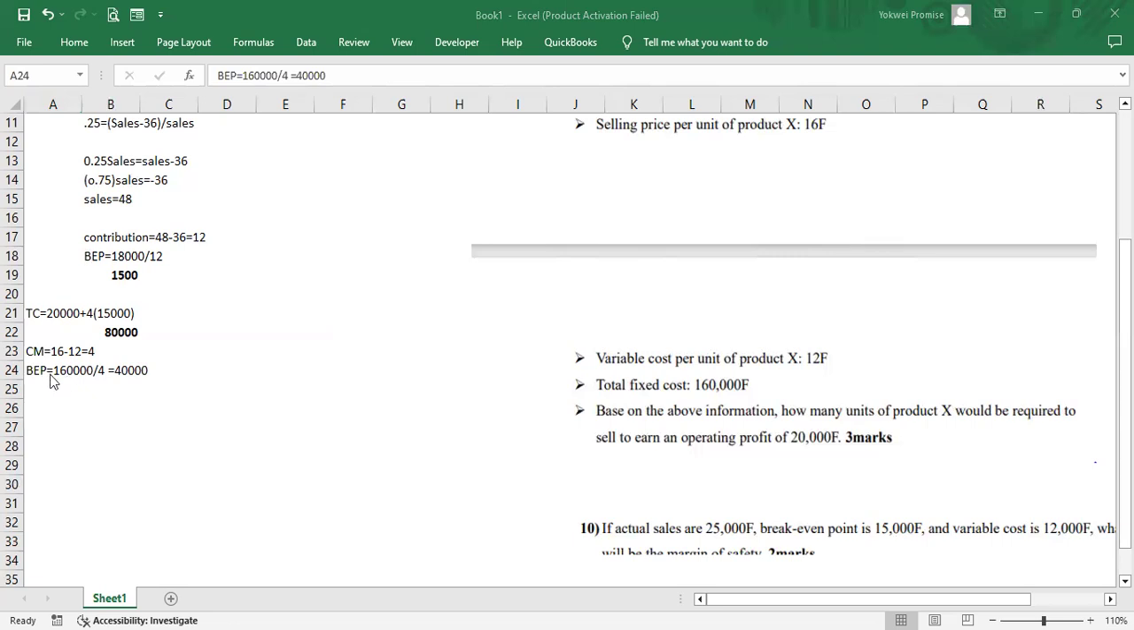Okay. But are you d'accord at this level? Yes, sir. All right. So this is our break-even point. The break-even point is 40,000.